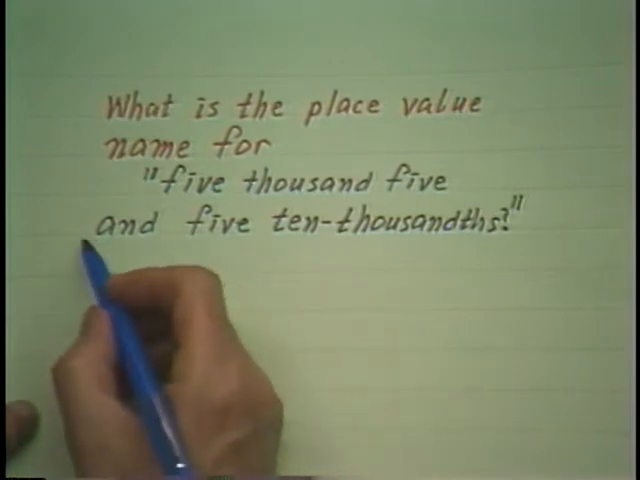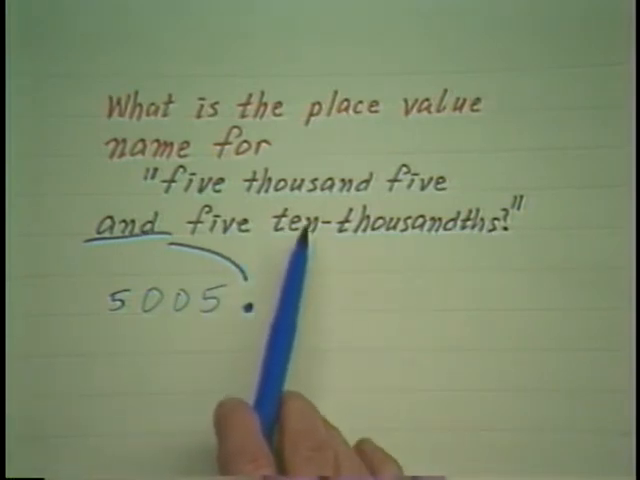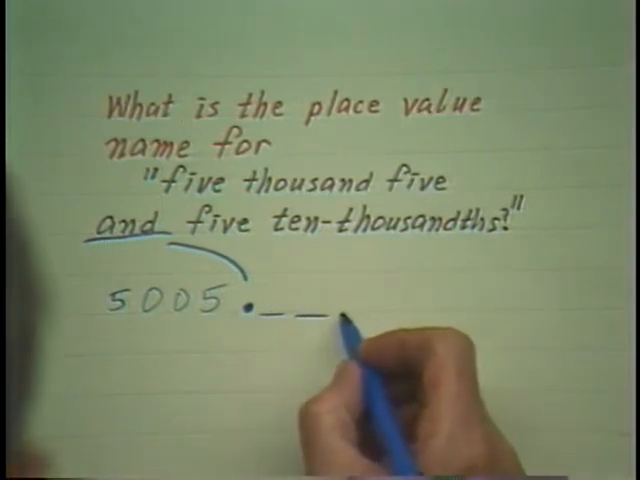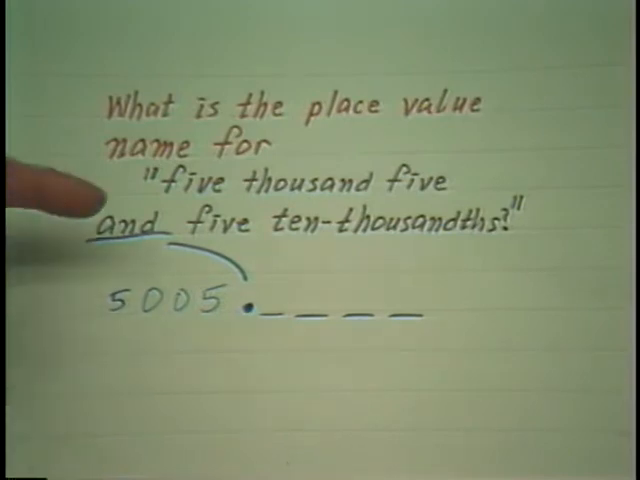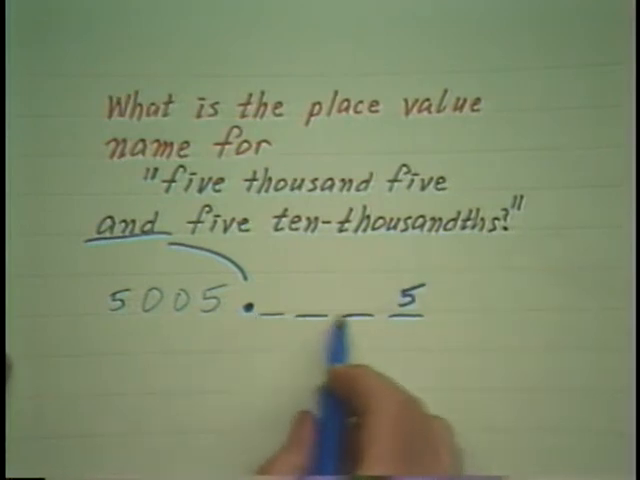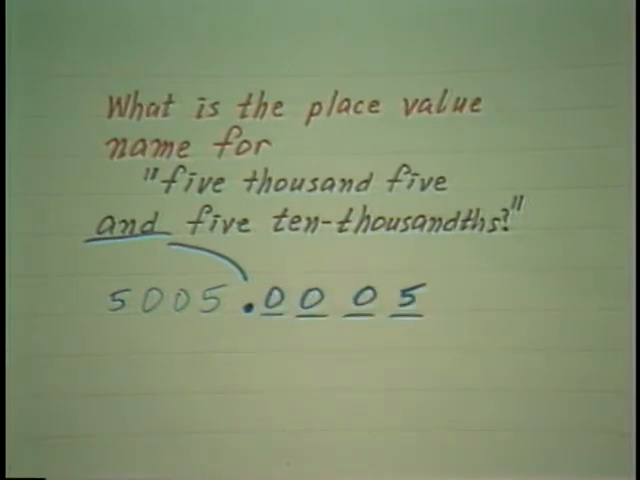5,005. The "and" is a decimal point. Now let's find the place we want to stop at. 10,000th. Tenth, hundredth, thousandth, 10,000ths, and we want only 5 of those 10,000ths. So I want 5 of those 10,000ths. So these placeholders must be filled with zeros so that we don't mistake this for another place value. Okay, that's it. The beginnings of a very important number system, one of the geniuses of our civilization.